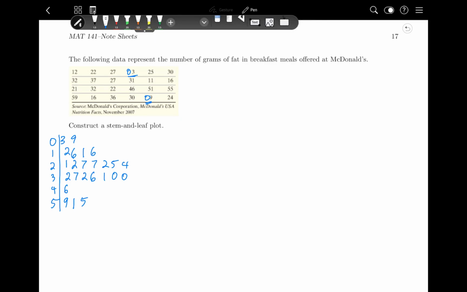And so now what we want to do is make sure we put those in order. So I'm going to remake my stem and leaf plot. And now we're going to put them in order.